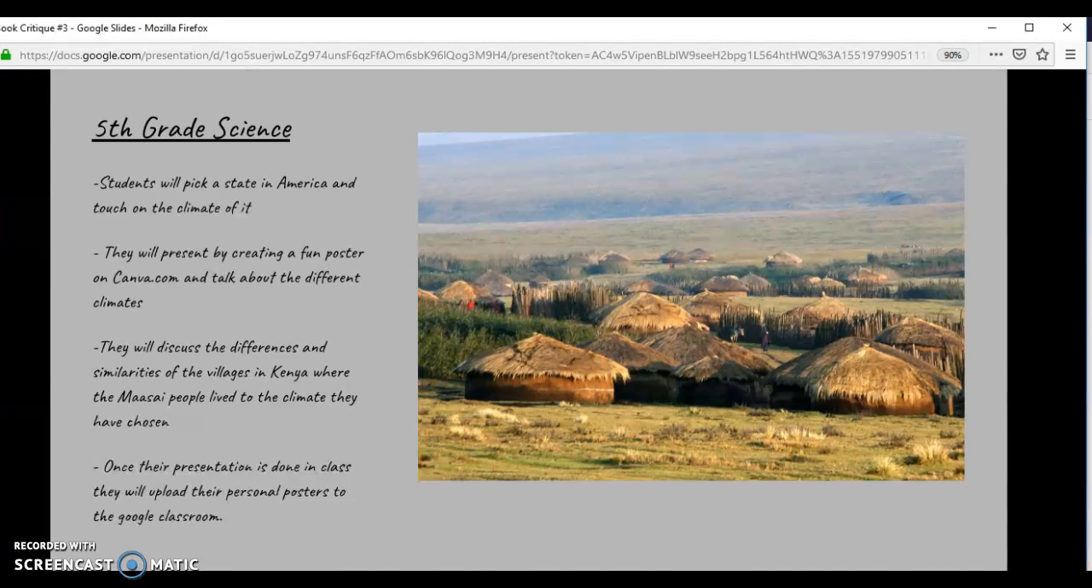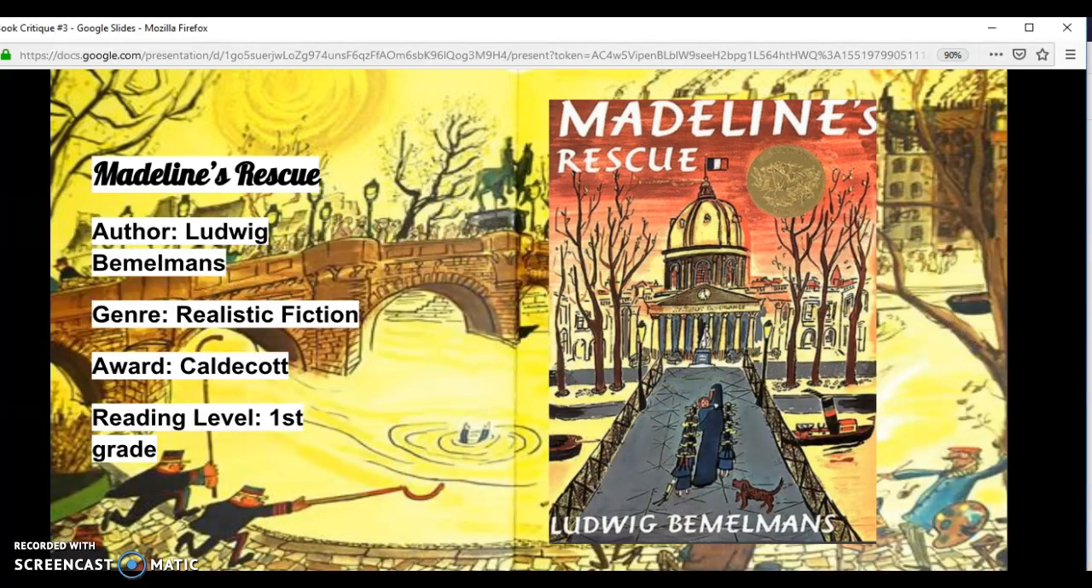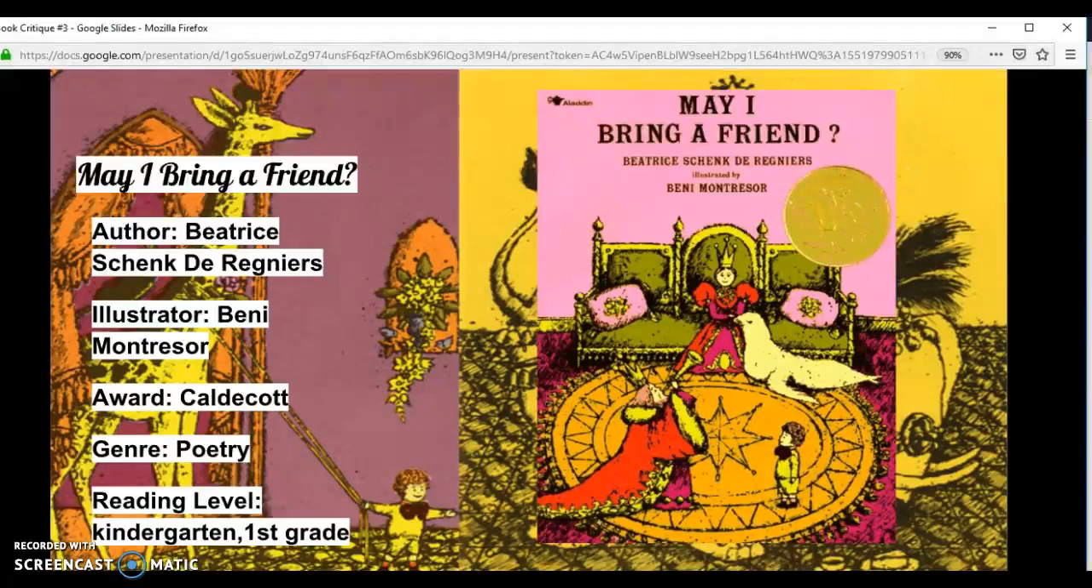The next book in this critique is Madeline's Rescue, written by Ludwig Bemelmans. This story is about Madeline and her fellow classmates who lose their poor dog, Genevieve. Devastated that Genevieve was taken away, the girls search the streets to find their dog. They end up finding her, only to find that she's pregnant, and each little girl in the school gets her very own puppy.